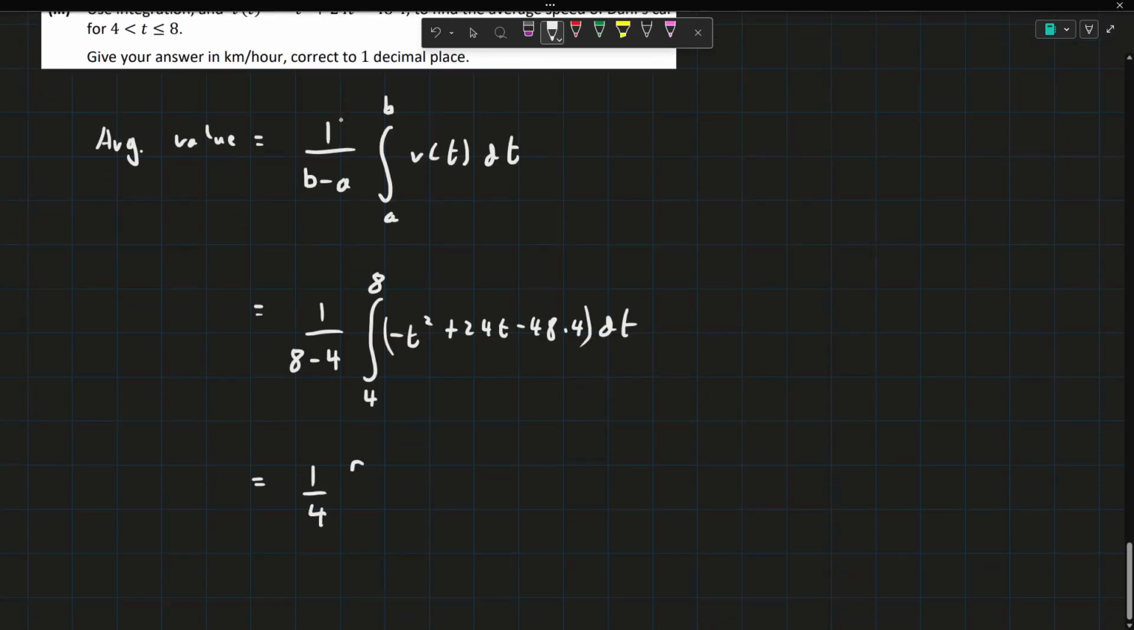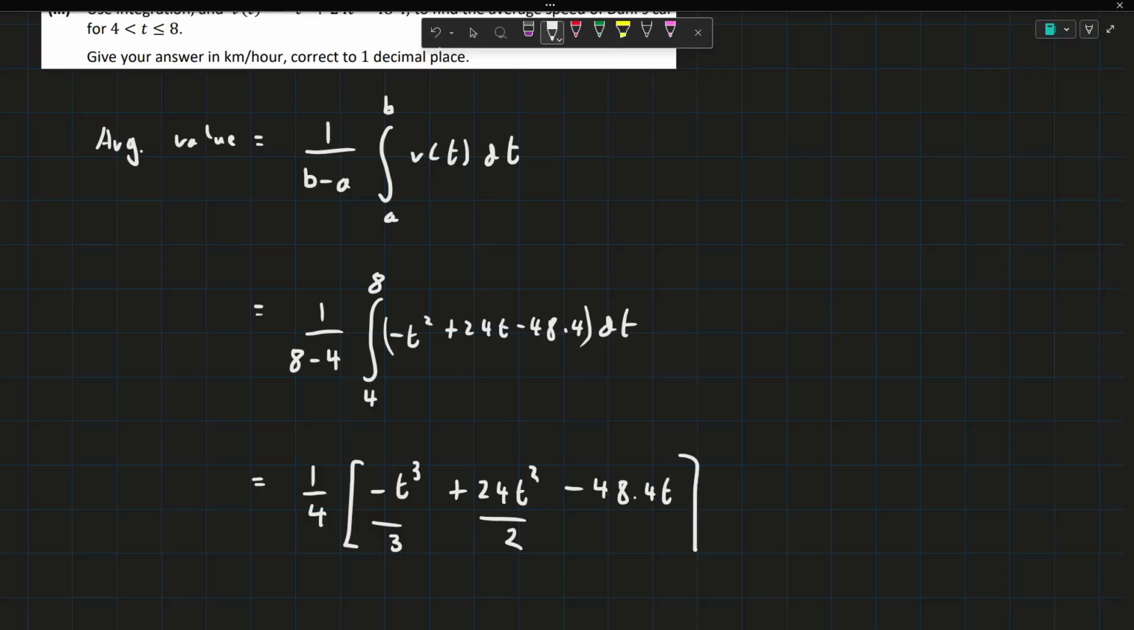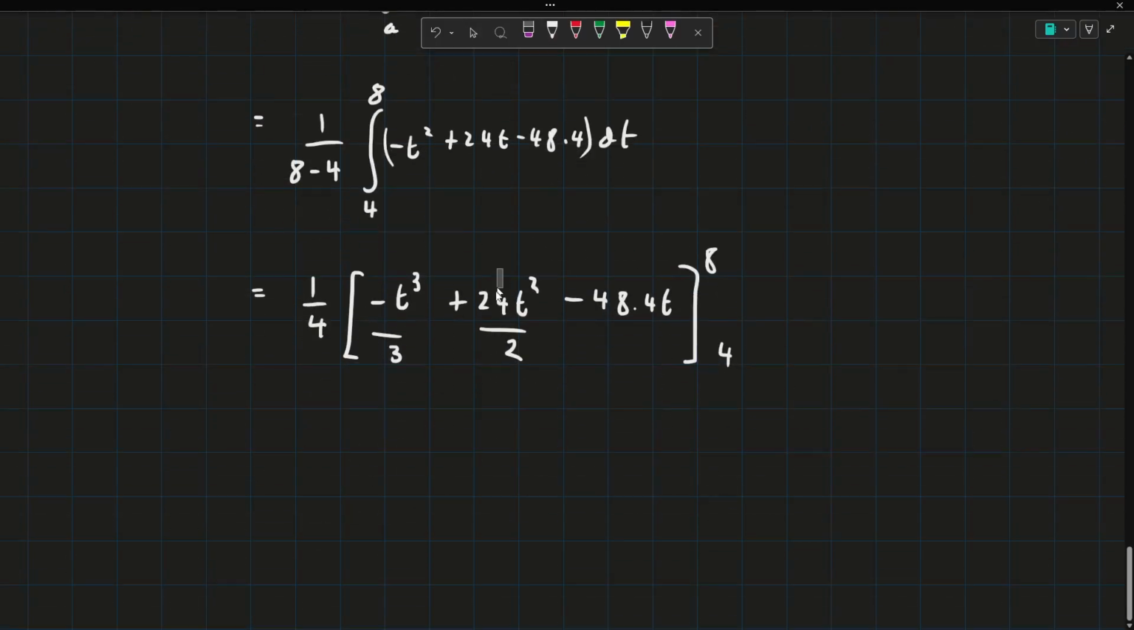And then when we integrate this, we'll get minus t cubed over 3. So we're adding 1 to the power and dividing by that power. And then if we add 1 to the power here, we'll have 24t squared divided by 2. We'll have minus 48.4t to the power of 1 divided by 1. That's between 8 and 4. To save time here, 24 over 2 is just 12. So I'm just going to replace that here.